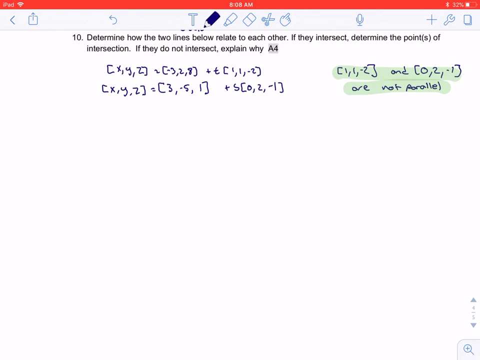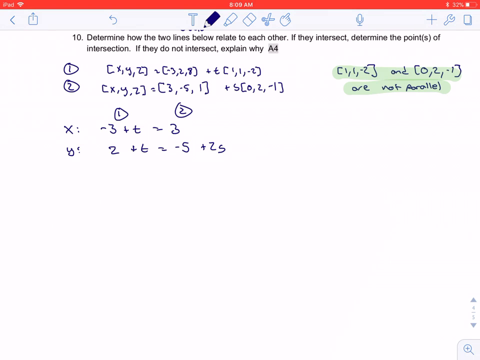They're not parallel. So then what I want to do is set up my first two equations. Let's do x and y. And so x is going to be negative 3 plus t is equal to 3. Okay, and then y is going to be 2 plus t is equal to negative 5 plus 2s. Okay, and what I'm doing is I'm setting equation 1 equal to equation 2.